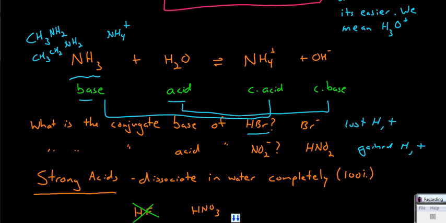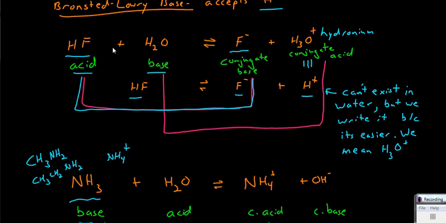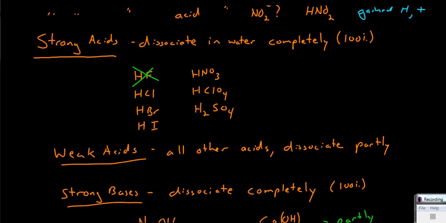Now, we saw that HF up here acted as a weak base, actually acid. It had an incomplete reaction. It had the establishment of some equilibrium in which we had some amount of reactant and product after the reaction has reached equilibrium. However, there are also strong acids.